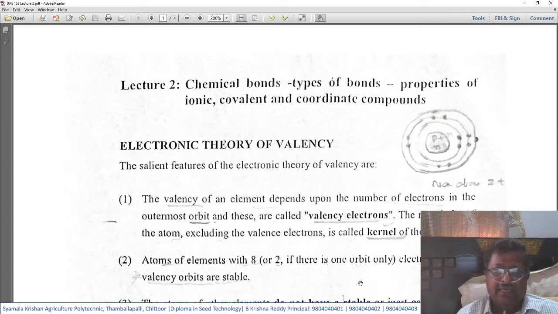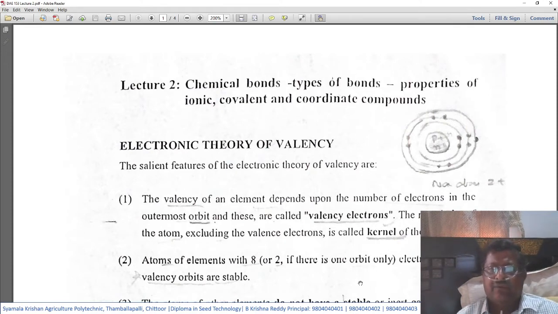Electronic theory of valency. The salient features of the electronic theory of valency are: number one, the valency of an element depends upon the number of electrons in the outermost orbit, and these are called valency electrons. The remainder of the atom, excluding the valency electrons, is called the kernel of the atom.